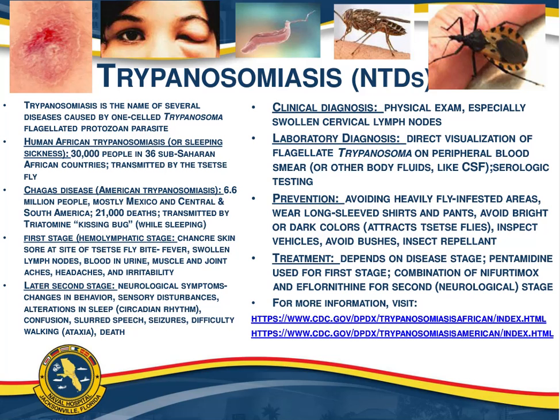And trypanosomiasis, so this is a neglected tropical disease, several diseases caused by a flagellated protozoan parasite. Again, I'm kind of fascinated by this protozoan stuff. It's a one-celled animal. So there are two types basically. There's human African trypanosomiasis, which is sleeping sickness, 30,000 people, in 36 sub-Saharan African countries. And there's Chagas disease, which is American trypanosomiasis, 6.6 million people, mostly Mexico and Central and South America, 21,000 deaths, and it's caused by this kissing bug.